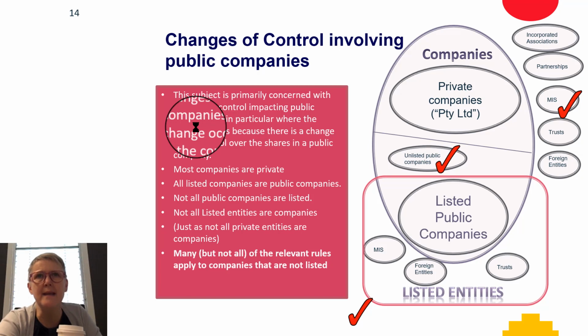So many of the relevant rules will apply to entities that are not listed, but not all of them. So in particular, unlisted public companies will, as reporting entities in particular, where you have 50 shareholders or more, or they're categorised as large companies, still need to be mindful about the takeover provisions, and in particular the related party transactions elements.